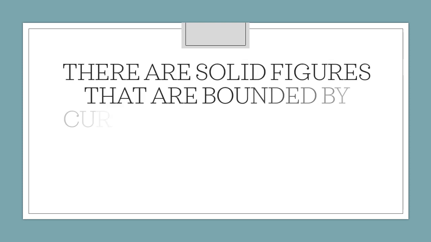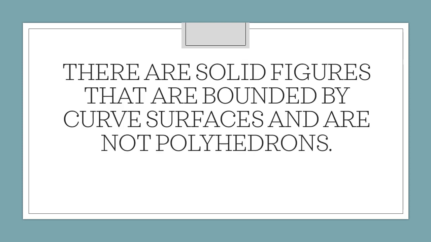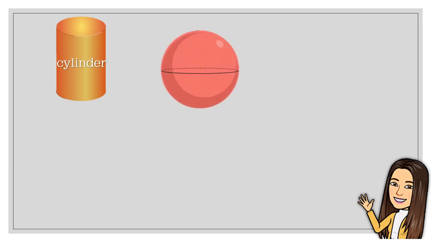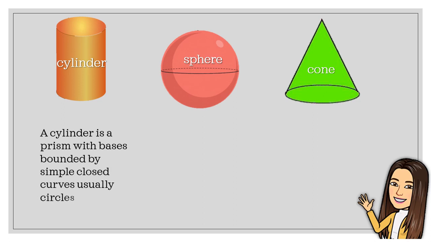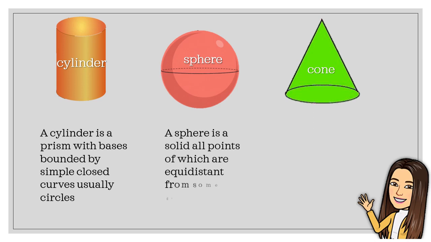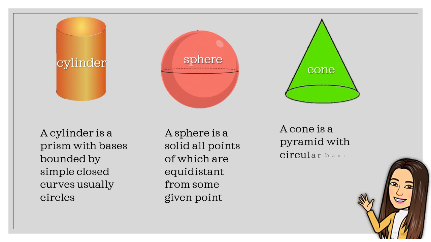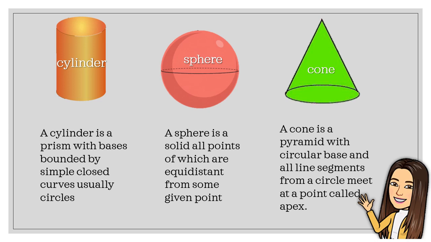Now, there are solid figures that are bounded by curved surfaces and are not polyhedrons. We have a cylinder, sphere, and cone. A cylinder is a prism with bases bounded by simple closed curves, usually circles. A sphere is a solid all points of which are equidistant from some given point. A cone is a pyramid with a circular base, and all line segments from the circle meet at a point called the apex.